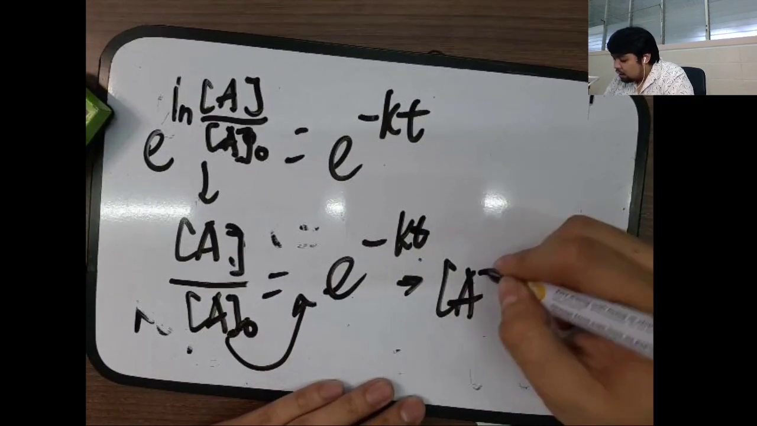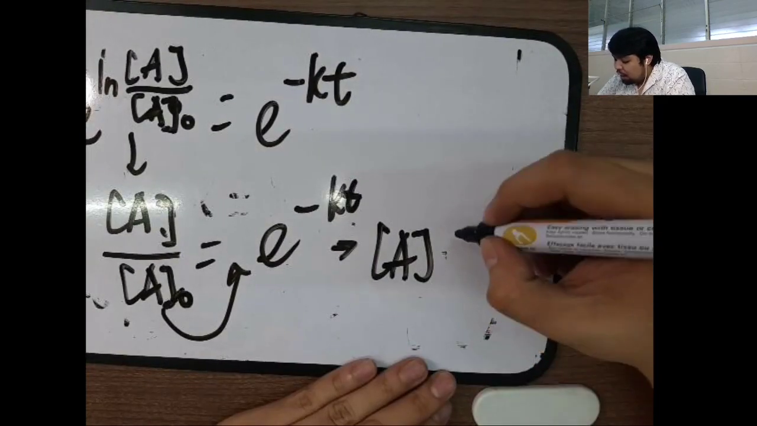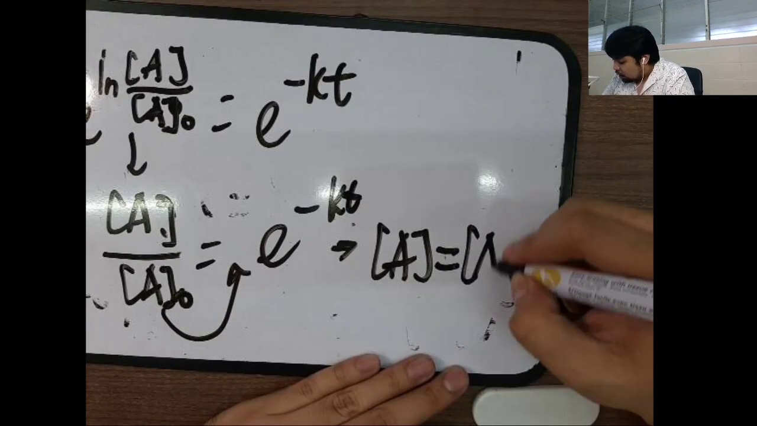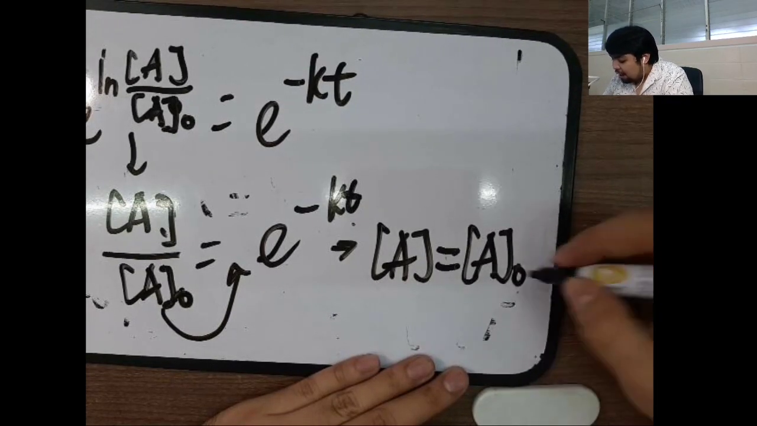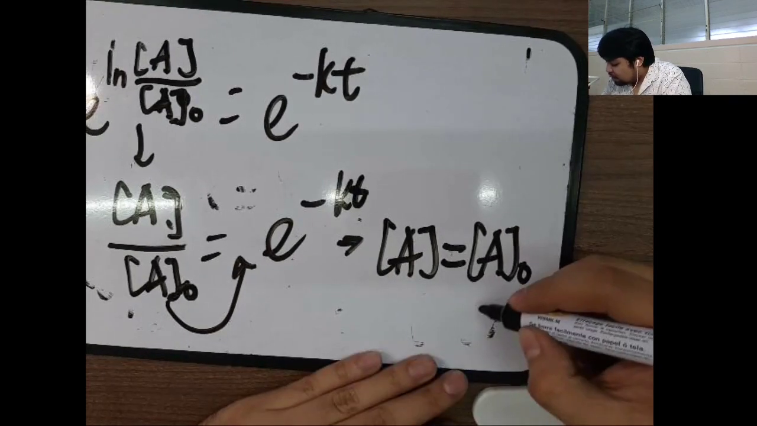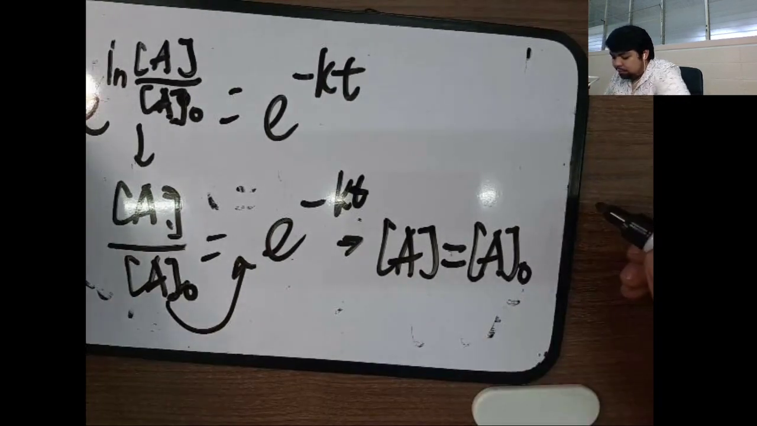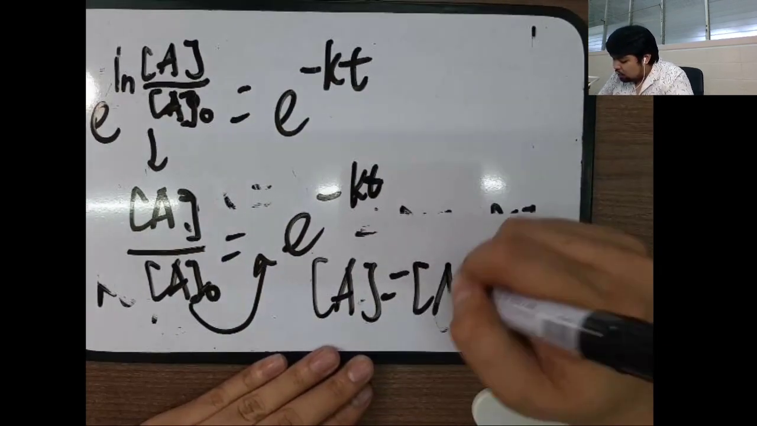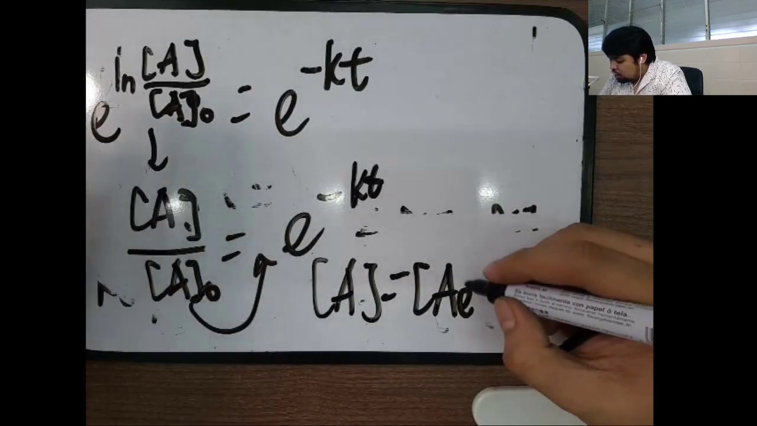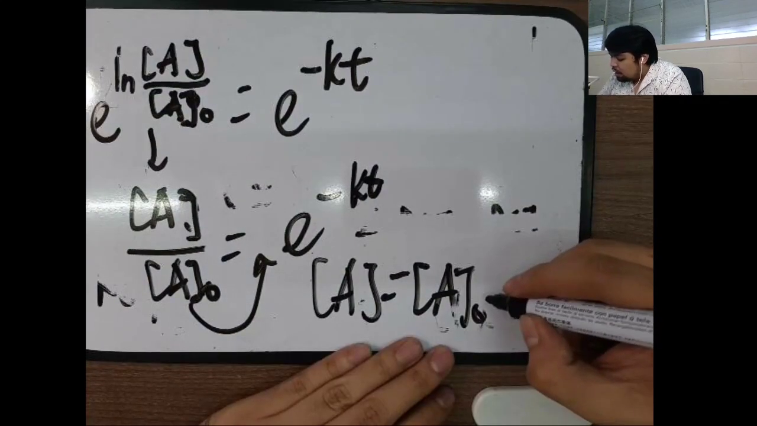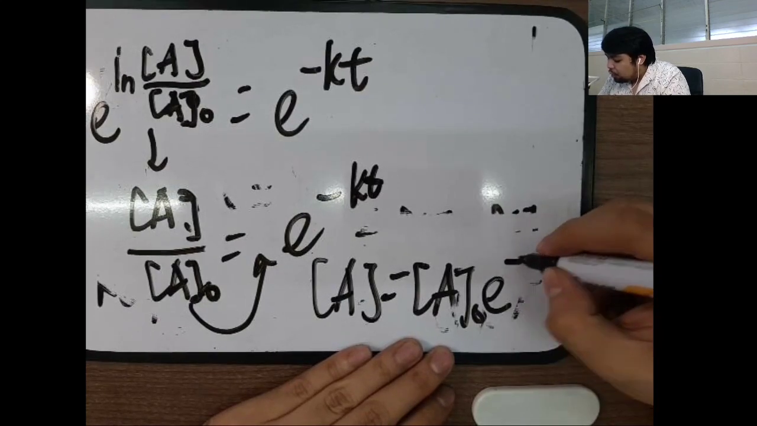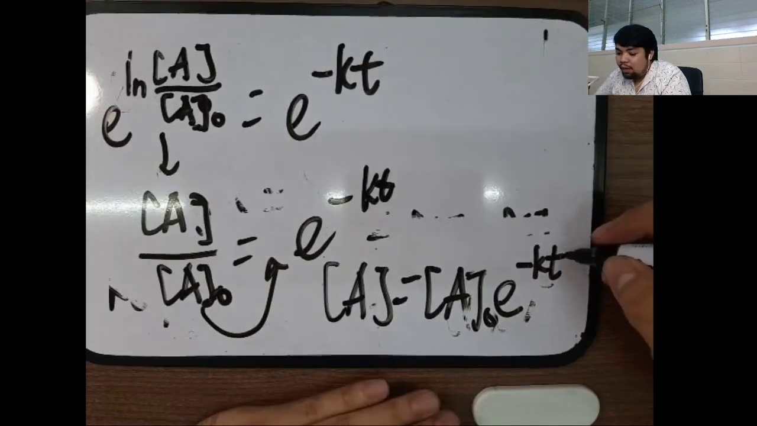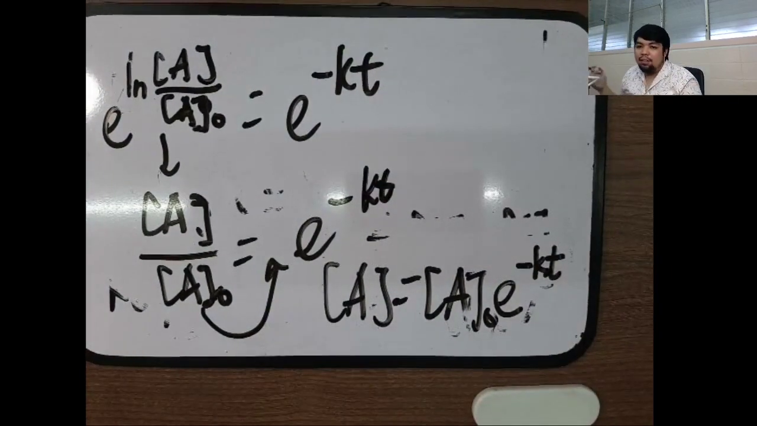Thus, at a given certain time t, the concentration of the reactant after a time interval t is equal to A null, the initial concentration, multiplied by the natural number raised to the power of negative k, or its rate constant, multiplied by the time. So you just substitute. So that's it.